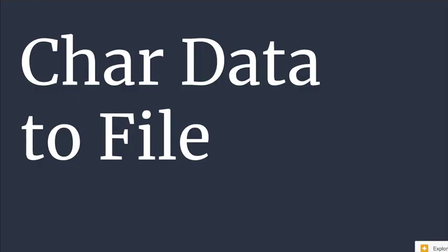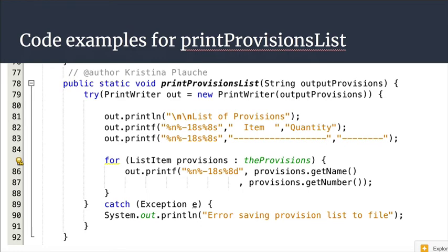All right, character data to a file. Let's look at how to write the character data to an external file. From the list view, my print provisions list code from my individual assignment uses a character stream to output the data to the file. You can tell this because it's using the word writer. Here you go, right here, which indicates the character stream.